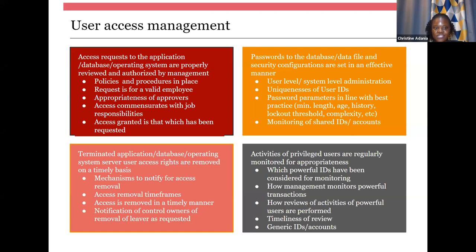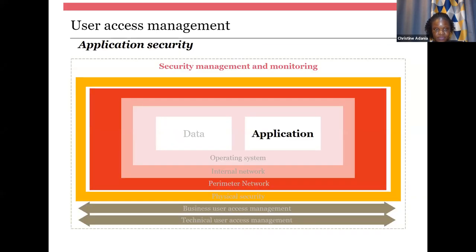So there are considerations under each of these, but we'll delve into this as we go. So this is what application security will look like. You have the application, and it will have a database, it will have an operating system, there's an internal network, there's a perimeter network, there's physical security, then there is business user access management, then you have the technical users, which we call the IT users.